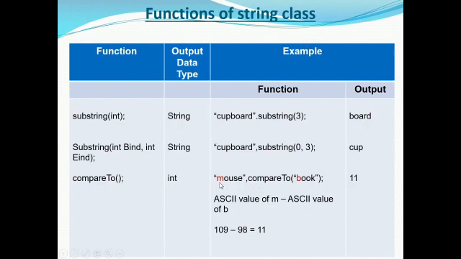Suppose this is our example, mouse compareTo book. Mouse: M is in red letters and B is also red. So we will compare the ASCII codes of M and B. First we take the ASCII value of M. The ASCII value of M is 109 and the ASCII value of B is 98. The difference is 109 minus 98, which comes to 11. So the output data type will be integer, and the output is 11 in this comparison.